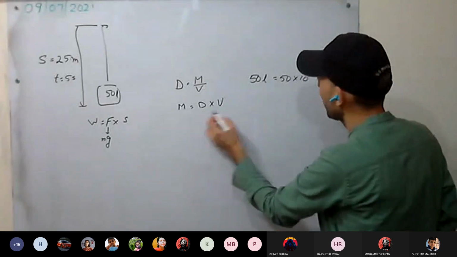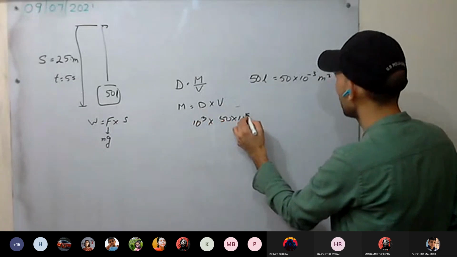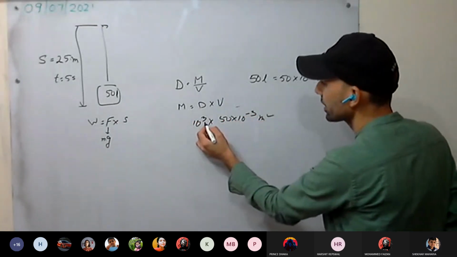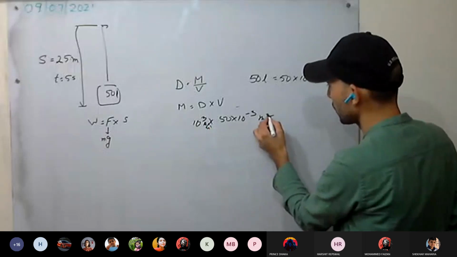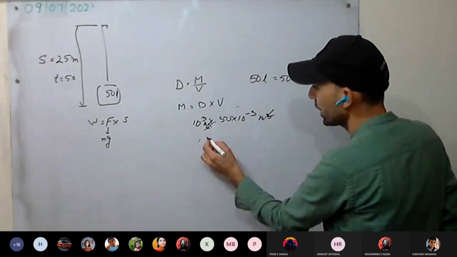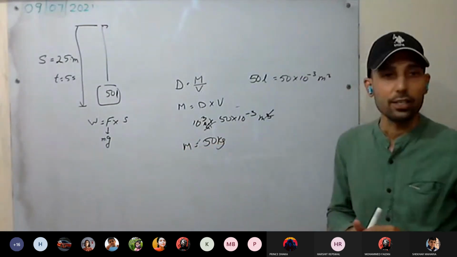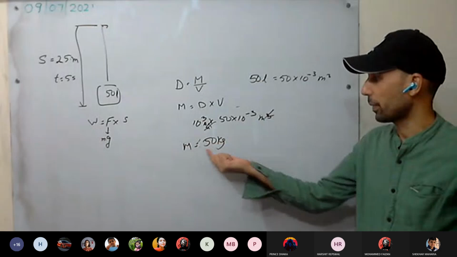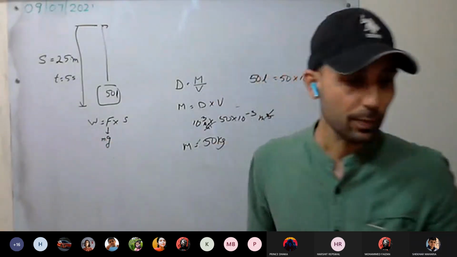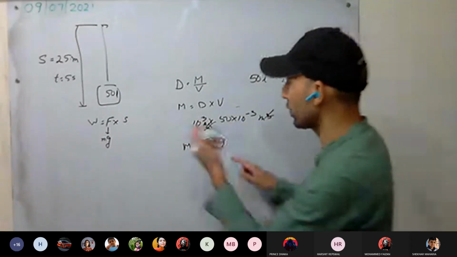With density, if we multiply, that will be 10 raised to power 3 into 50 into 10 raised to power minus 3. It is kg per meter cube, and the meter cube gets cancelled. We are getting 50 kg as mass. Just multiply density and volume, we get the mass. Mass is multiplied with g, which we take as 10, and that will give us the force.